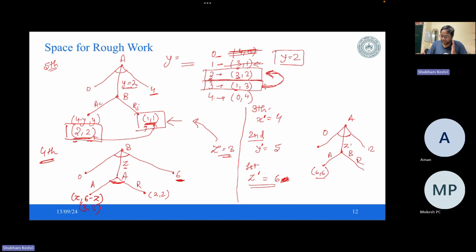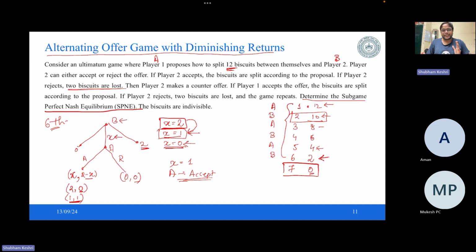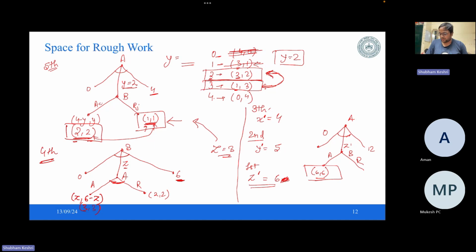So this game, where there were 6 stages, also ends in the first stage with a fair division of resources, 6, 6. So do you see how fairness comes into play? It is coming due to the discount factor. So each time there is a delay, they both are penalized, and that is why they don't want to. So a game today is more beneficial than a game tomorrow.